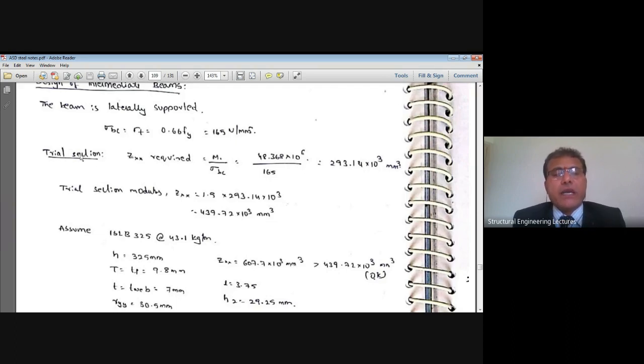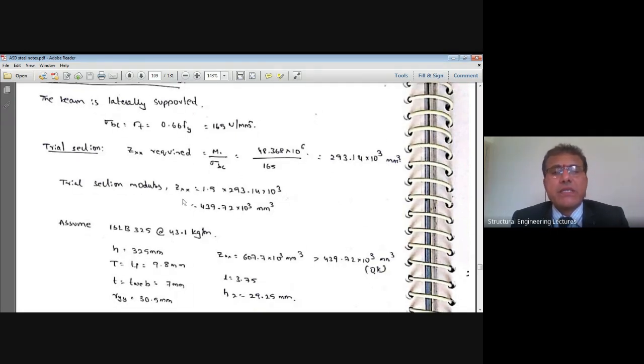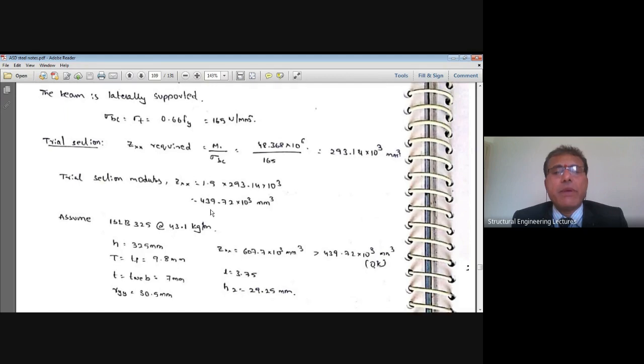Right? Then let us find the section modulus. I'll find a trial section. Then section modulus required: Zxx required is equal to M divided by the permissible bending compressive or tensile stress, which is 48.368 10 to the power 6 divided by 165. It works out say 293 centimeter cube approximately. Then for the trial section, I'll increase the section modulus by 50%. Then Zxx trial is equal to 1.5 multiplied by 393.14 10 to the power 3, or it is equal to 439.77 10 to the power 3 mm cube.